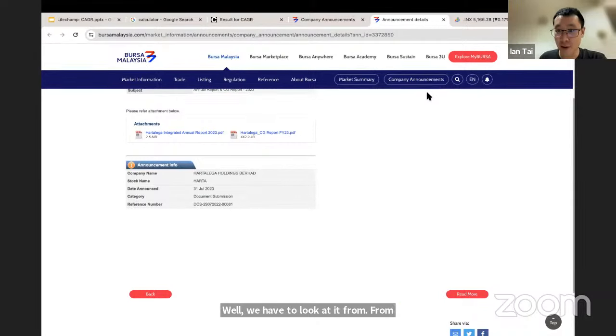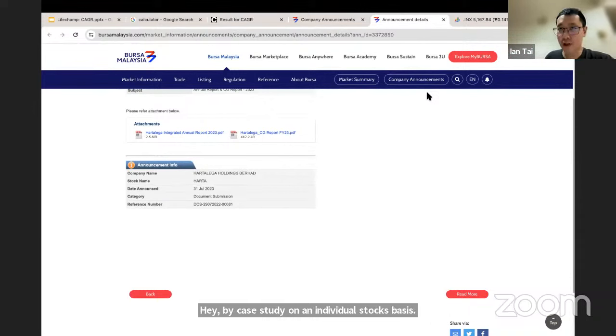a case by case study, from individual stocks kind of thing. So we can't lump it up and say, oh, all the stocks in this sector, tak boleh pakai, cannot be used. Doesn't work that way also lah. So that's why we look at it on a case by case study, on an individual stock basis. All right.